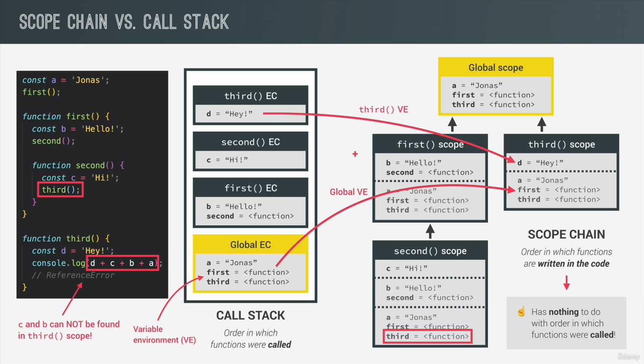Okay, and with this, I hope I made it crystal clear that execution contexts, variable environments, the call stack, scope, and the scope chain are all different, but still very related concepts. And if it's not yet crystal clear, then it's no problem to maybe rewatch this slide or maybe even this entire lecture a little bit later.